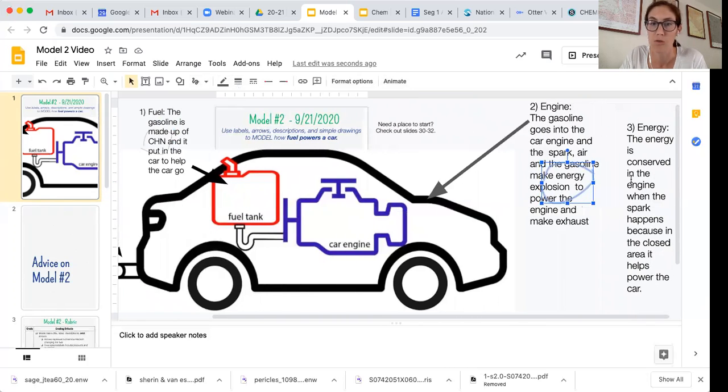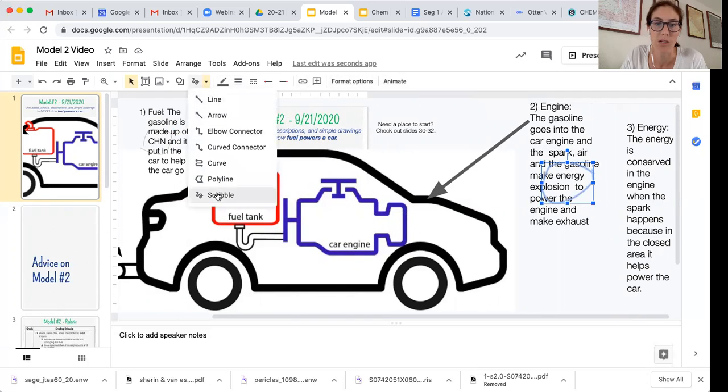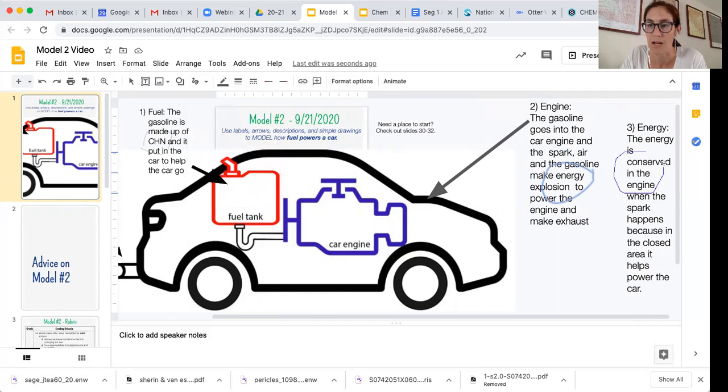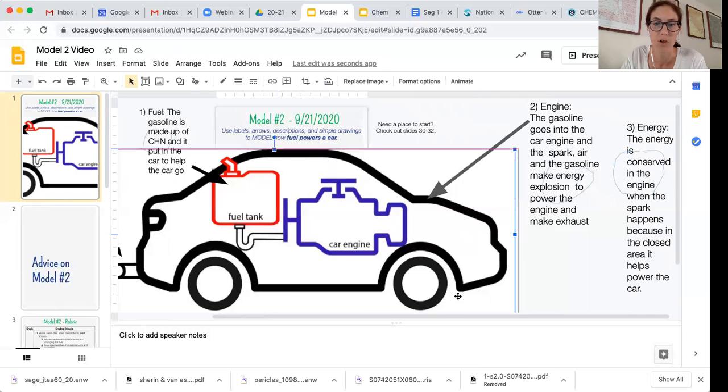So that's step 2. Step 3 over here has another really important part of the chemistry and one of our vocab terms from class, which is the conservation of energy. The energy is conserved in the engine. And so that means that it's not created or destroyed, but there's a transformation that's happening. And that energy is what helps power the car. And that's the motion of the car.